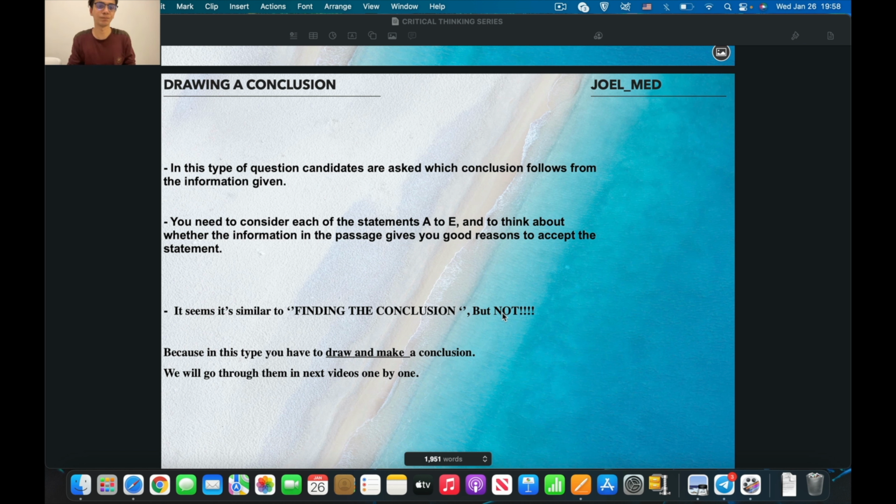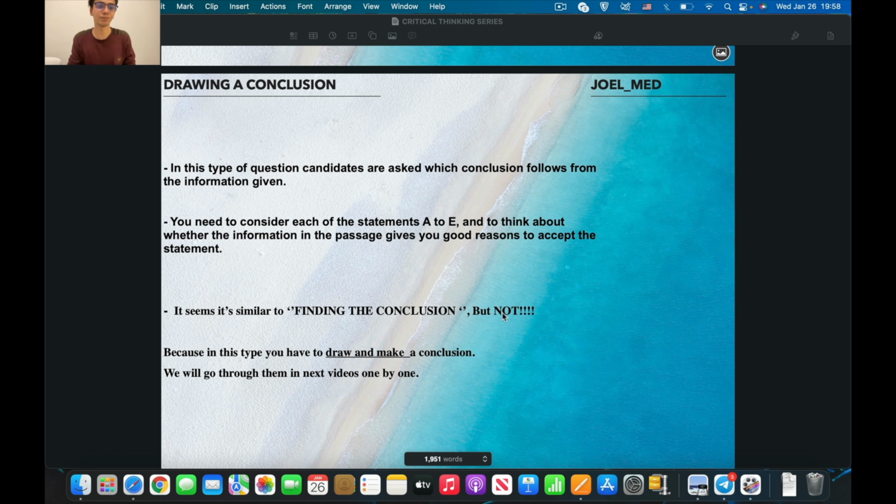In this type of question, candidates are asked which conclusion follows from the information given. You need to consider each statement A to E and think about whether the information in the passage gives you good reasons to accept the statement. It seems similar to finding a conclusion, but it's not, because in this type you have to draw and make a conclusion. We will go through them in the next videos one by one.